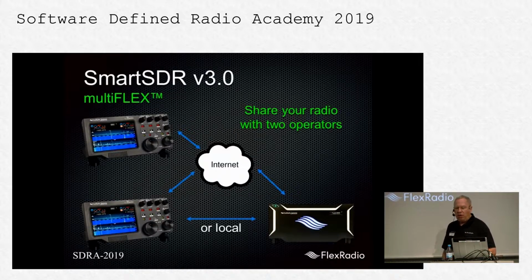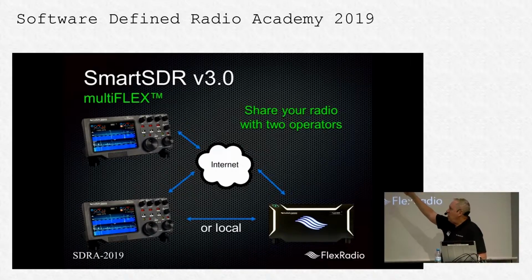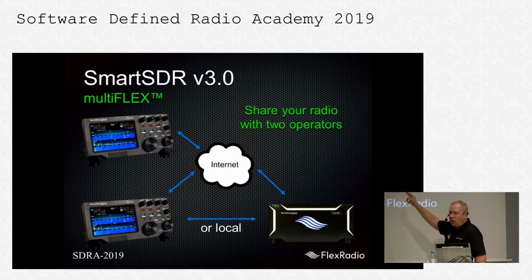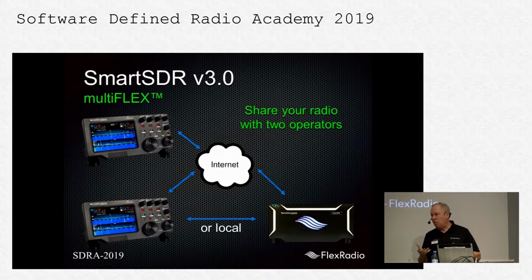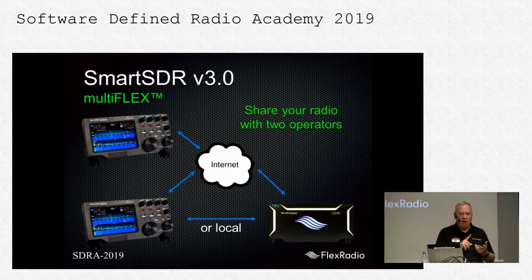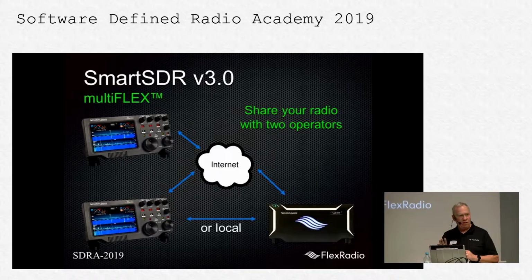So here it is in a picture. In this picture, you see 2 Maestros connected via the internet or local to a single Flex radio. That's what we're trying to solve. It does not have to be a Maestro. It can be a PC, it can be an iPad, it can be a Macintosh, it can be an iPhone. Any 2 of those clients could connect to the radio, and the operator would think they are operating a radio all to themselves. You follow so far? Okay, good. Am I speaking too quickly? All right.